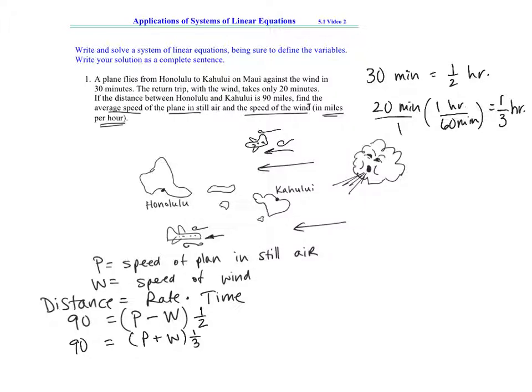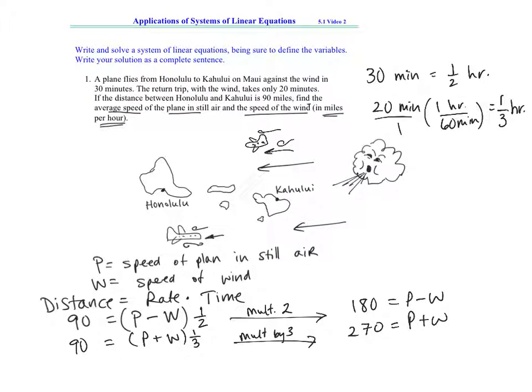And now I have a great system. It looks like I can do the addition method here, but I'm going to simplify on this one. I'm going to multiply both sides by 2 on one equation, and on the other I'm going to multiply both sides by 3 just to clean that up a little bit. So multiplying both sides by 2 here, I would get 180 is equal to p minus w, and then I would have 3 times 90 is 270, and that would be p plus w. And now I can use the addition method. So we go ahead and add columns.